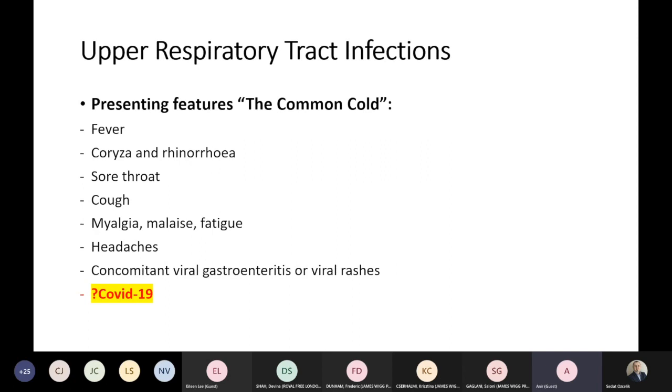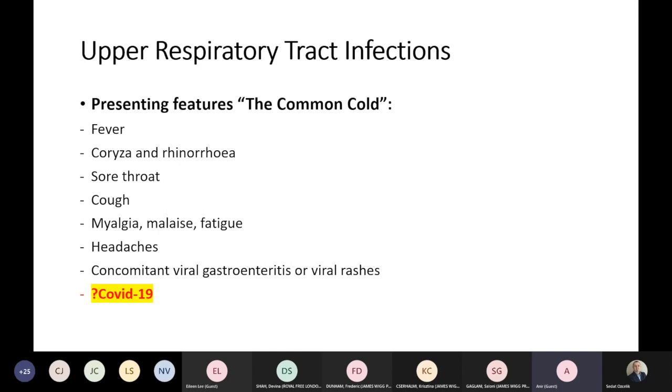So what is an upper respiratory tract infection? How do we define it? Essentially it is an inflammation or an infection of the upper respiratory tract. So that includes the nose and the throat and the upper airways of the chest. And it's most commonly associated with what we call the common cold, and it's usually viral in nature. As we know, it can be caused by common viruses like rhinoviruses, adenoviruses.